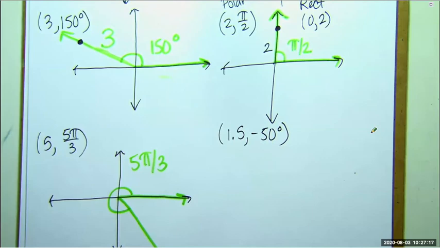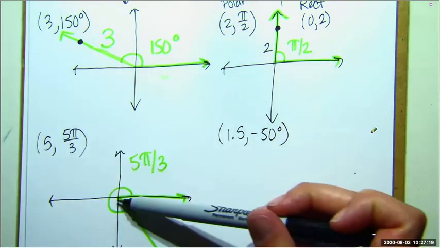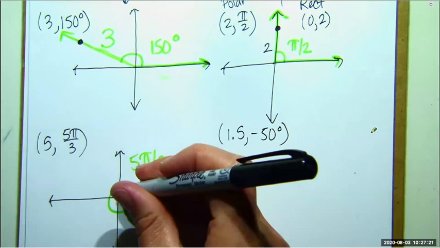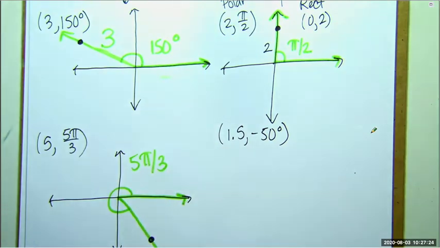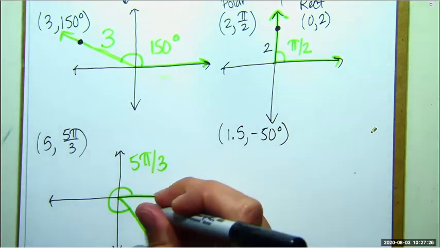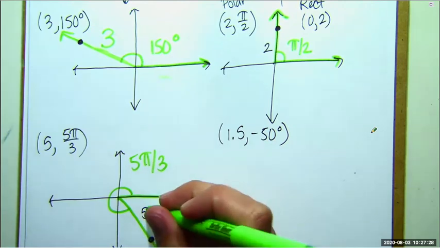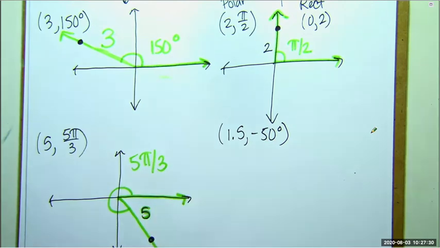The next thing we want to do is take r, that tells us our distance from our pole out to our point. So we'll go a distance of 5 from our pole out to our point, and I'll just write a 5 here to indicate that that's how far we've traveled. That's what that distance is.